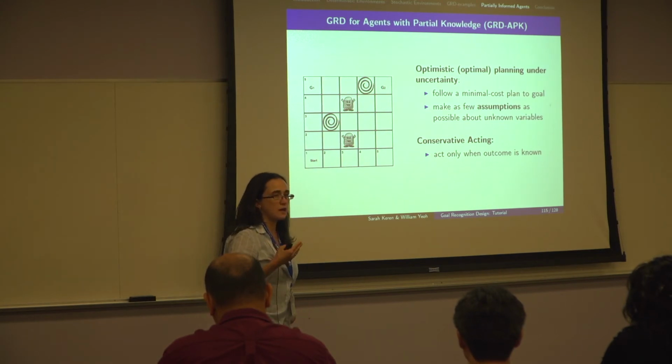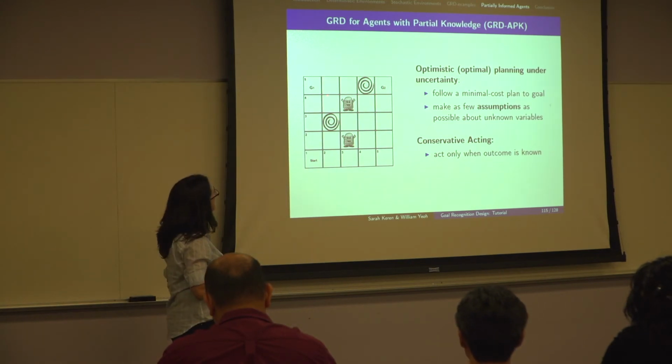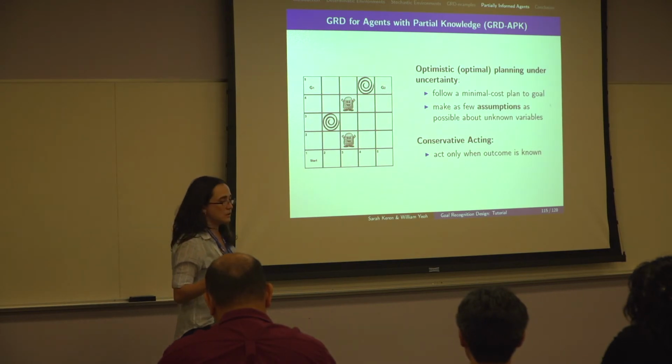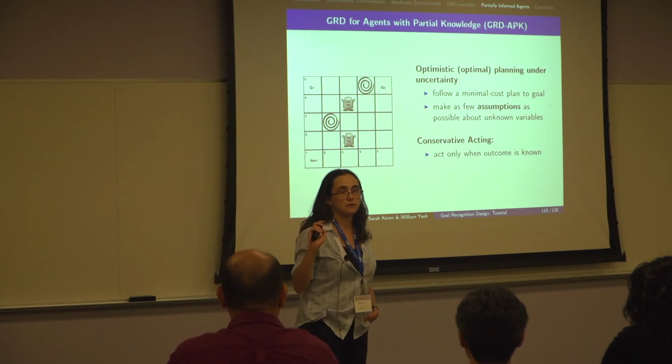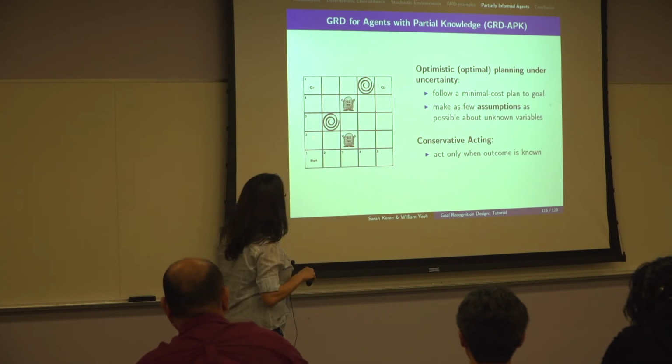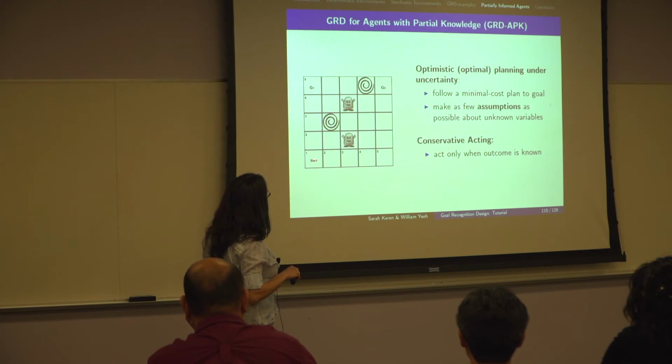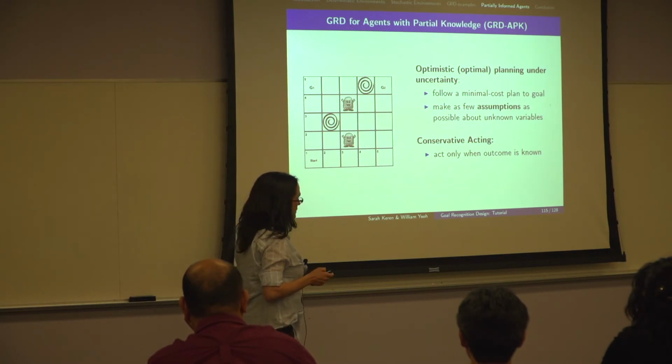So what the agent does in this case is follow a minimal cost plan to its goal, and make assumptions about variables that it doesn't know the value of. So if in this case an agent to G1 would plan this trajectory going up, right, assuming that there are no pits or Wumpuses on this path. Similarly, an agent to G2 can plan a path to its goal. I'll show the examples soon.